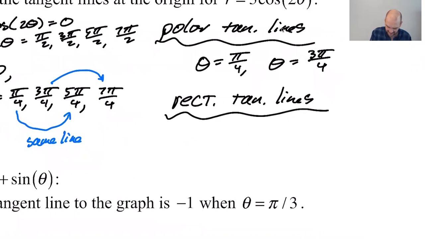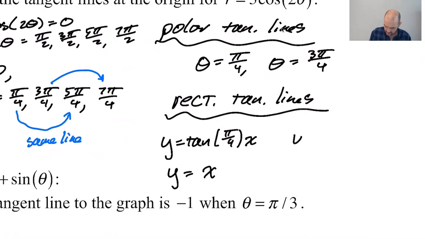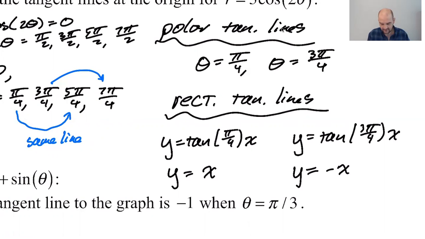I wouldn't be surprised. It's y equals the tangent of pi over 4 times x, but the tangent of pi over 4 is 1, so y equals x. And then it's y equals the tangent of 3 pi over 4 x, but the tangent of 3 pi over 4 is -1. Now, if I had used 5 pi over 4, the tangent of 5 pi over 4 is also 1, so you only get the one rectangular representation. There's an infinite number of representations of the polar line. There's only one for rectangular. So these would be my answers.